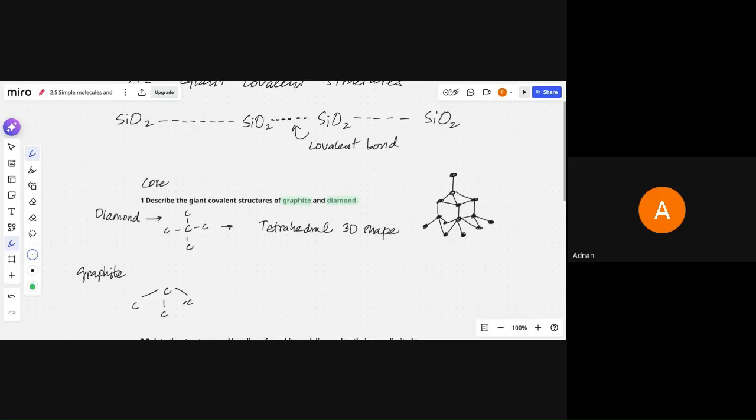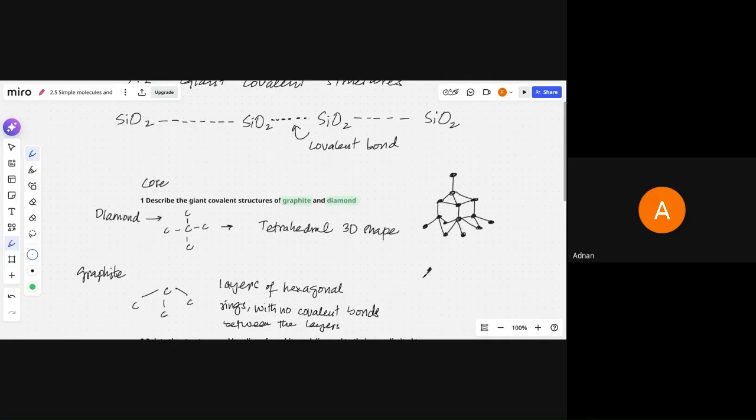Its structure consists of layers of hexagonal rings. This is also very important, you need to remember this: layers of hexagonal rings, with no covalent bonds between the layers. Okay, so it looks something like this.